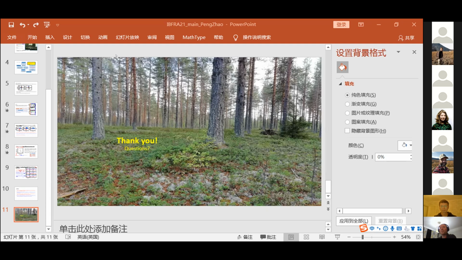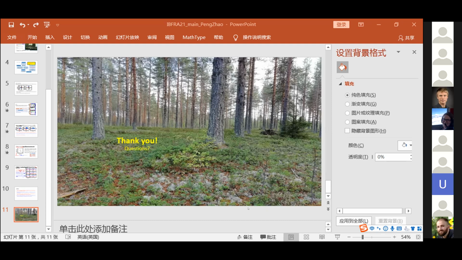Sorry, everyone, my audio is back now. I think there is one more question from Riza on what was the stand age at your study site? Stand age is about 90 years old. The forest was established almost 100 years ago, in the 1920s. Okay.